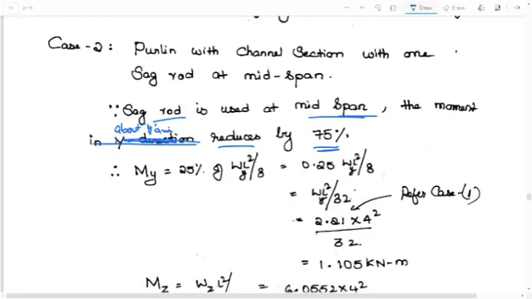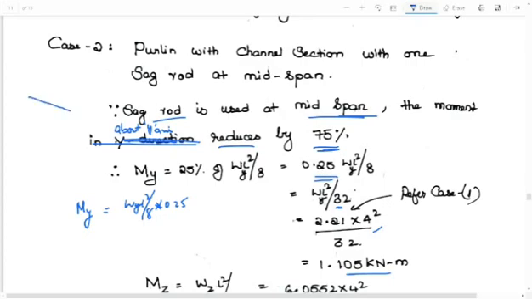That means it reduces by 75%. Actually, My we write as wy l square by 8, but 75% reduced means only 25% is remaining. So 0.25, which can be written as 1 by 4. So 1 by 4 into wl square by 8 will give you wl square by 32, isn't it? So you got this.